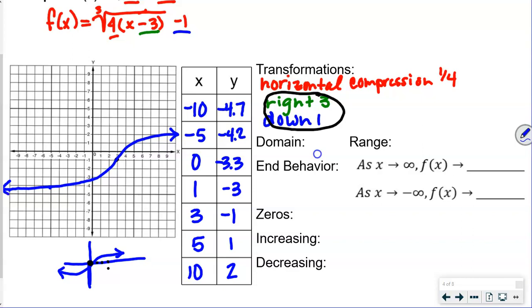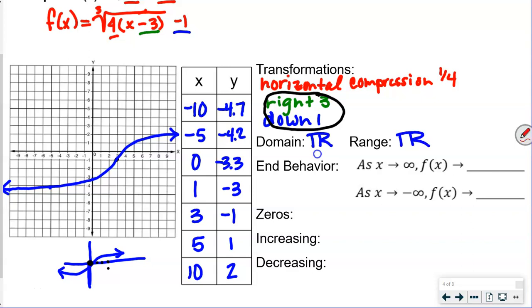So now we're going to talk through the rest of this information. Domain has to do with x values, right? And range with y values. So this time, I don't see any limitations on our domain or our range. So when we're talking about our domain, we're talking about all real numbers, and our range, all real numbers.